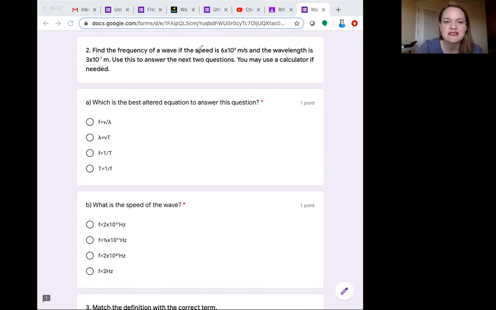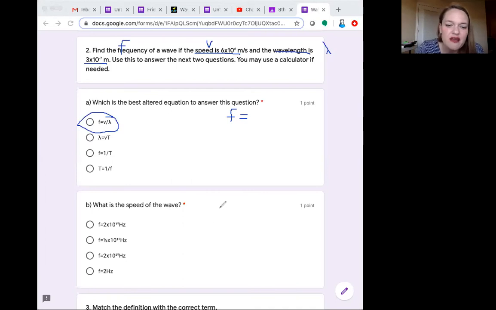The first thing we need to know is that the speed of the wave is 6 times 10 to the 8th. Remember, speed is shown with the symbol v. The wavelength is 3 times 10 to the negative 7 meters. Remember, wavelength is shown with the symbol lambda, and we're asked to find frequency. So once again, we need an equation that has frequency on the left-hand side of the equation and includes the symbols v and wavelength. Well, looking at our options over here, there's only one equation that has that. So that's the equation that we're going to pick and that we're going to go with.